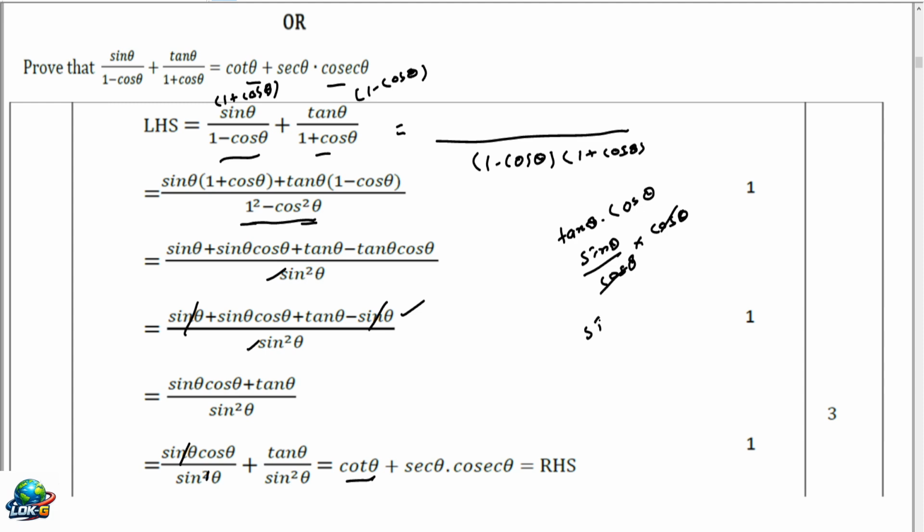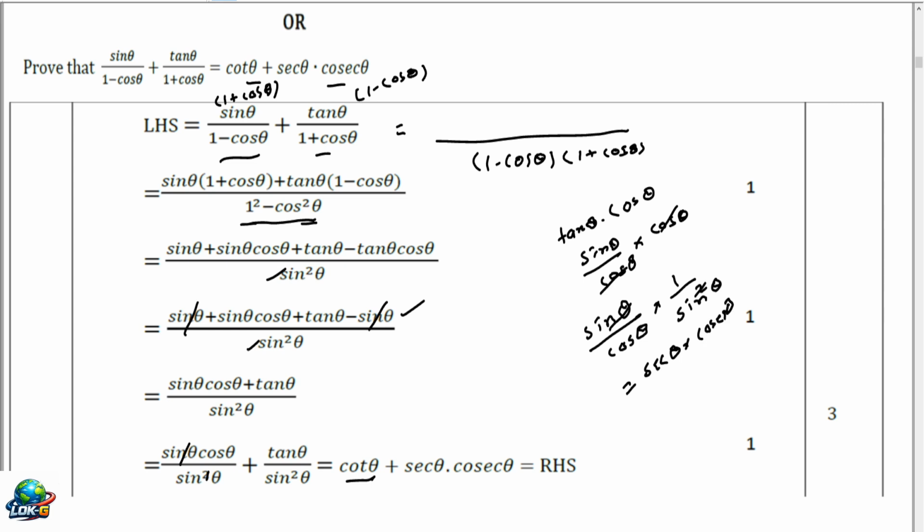Tan theta can be written as sin theta upon cos theta, into 1 upon sin square theta. Observe, one of the sin theta cancels. Already you got first term as cos theta upon sin theta, and here you are left with 1 upon sin theta into 1 upon cos theta. What is 1 upon cos theta? Sec theta, reciprocal of cos theta. What is 1 upon sin theta? Cosec theta.